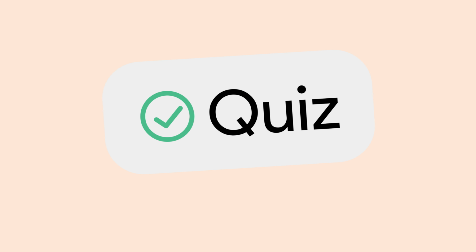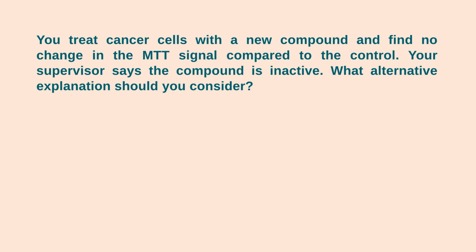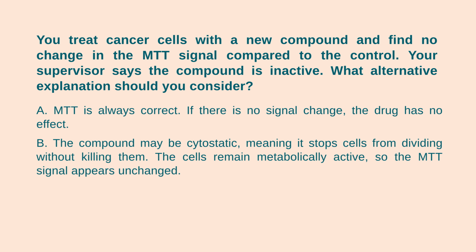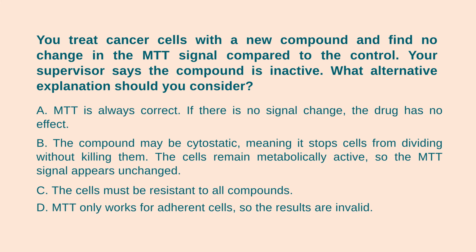Now, let's check your understanding with another question. Here's the question. You treat cancer cells with a new compound and find no change in the MTT signal compared to the control. Your supervisor says the compound is inactive. What alternative explanation should you consider? A. MTT is always correct. If there is no signal change, the drug has no effect. B. The compound may be cytostatic, meaning it stops cells from dividing without killing them. The cells remain metabolically active, so the MTT signal appears unchanged. C. The cells must be resistant to all compounds. D. MTT only works for adherent cells, so the results are invalid. The correct answer is B.